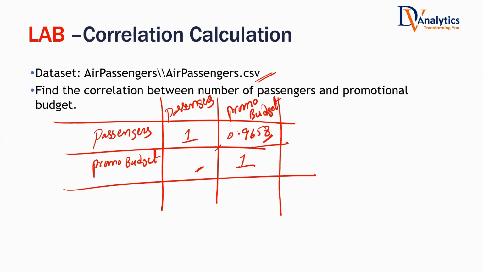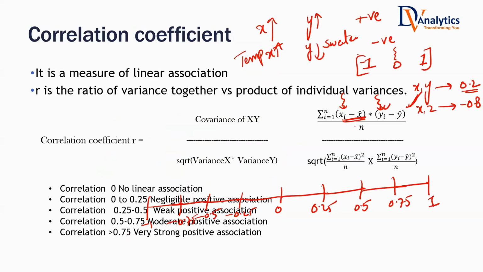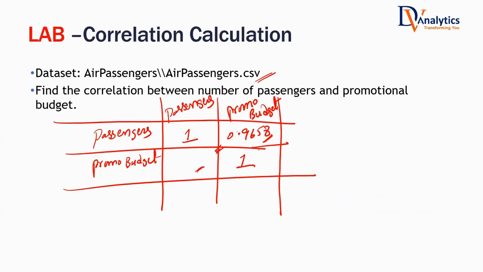In reality, it will be the same as this one, because if you go back to the correlation formula, the correlation between X and Y or Y and X will be the same. So correlation between XY will be the same as YX. The correlation between promotional budget and passengers is 0.9658. So in one word, if you have to give me the answer, what is the correlation between passengers and promotional budget? What will be that number? What's the correlation value?